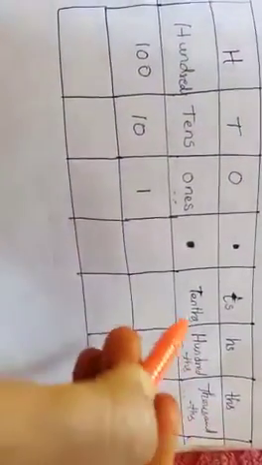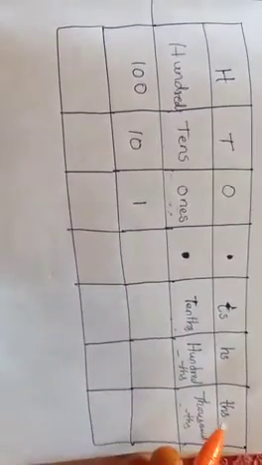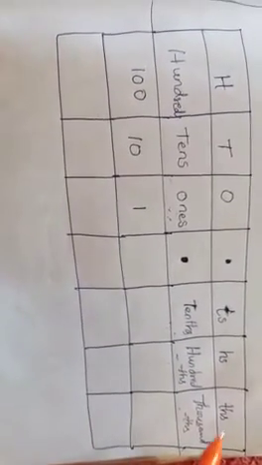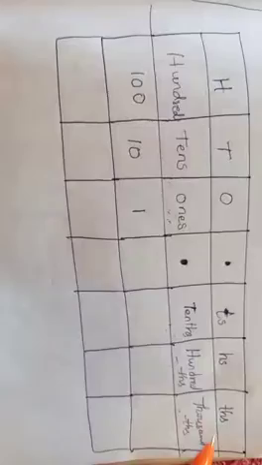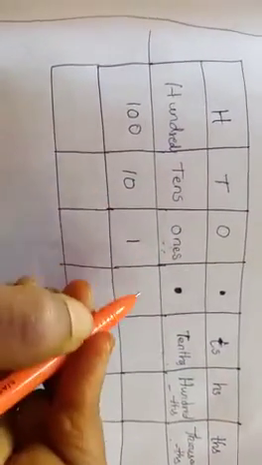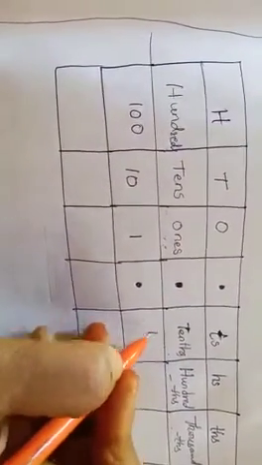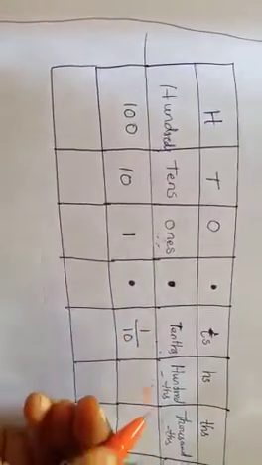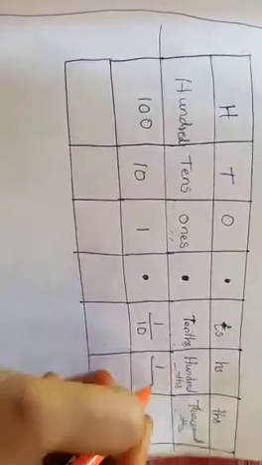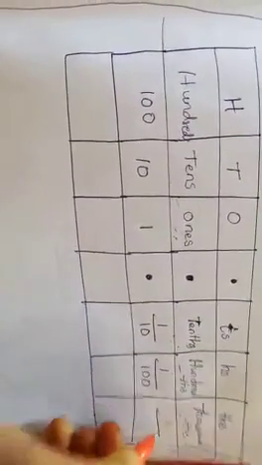Now, T stands for tens, H stands for hundreds, Th stands for thousands. I am denoting these by using small letters. Now here is the decimal point. Tenths means 1 by 10. Hundredths means 1 by 100. Thousandths means 1 by 1000.